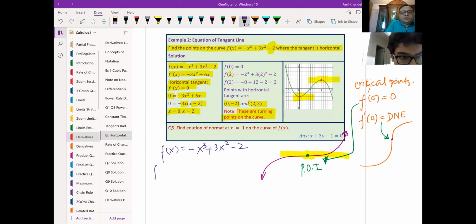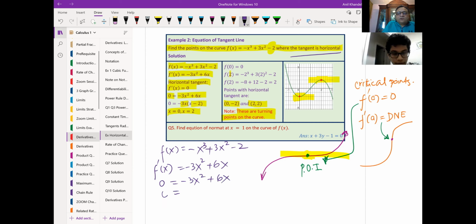Let's find the derivative of this function, which is minus 3x squared plus 6x, correct? Now, if the tangent is horizontal, it means the slope is 0, correct? Therefore, we'll equate this to 0 and find the value for x. This is a quadratic equation.